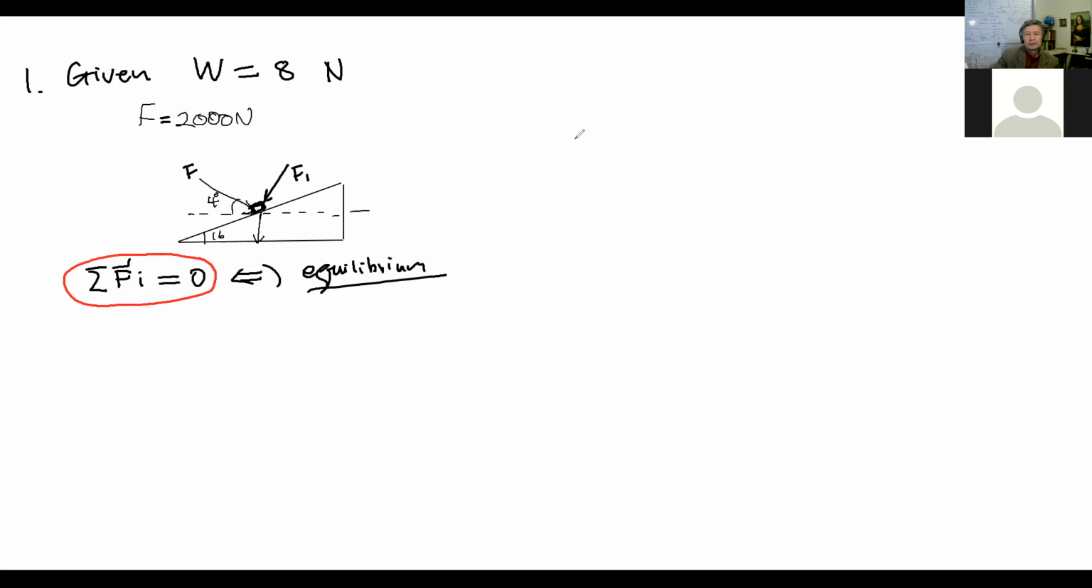Yep. In the problem, the school said you can think of any force from any direction that puts it in equilibrium. That's right. And the school said it's easier to make it perpendicular. I mean, parallel to the plane.